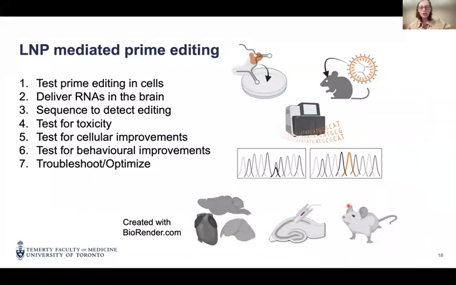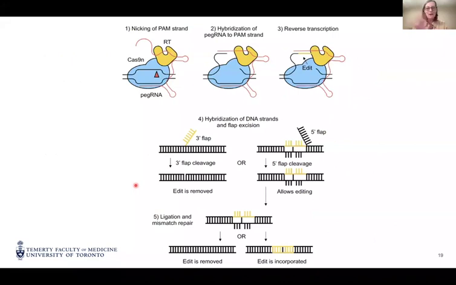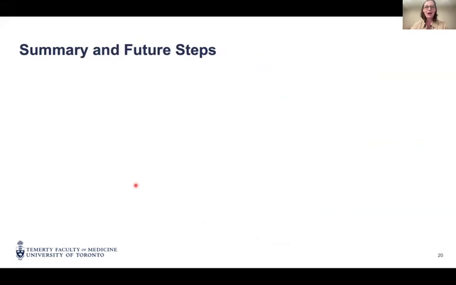I'm not sure, I might be running out of time. So really all I want to say is that we're going to try this type of editing. First, we have to do tests in cells, then we can try it in mice, and then there's a lot of stuff that we'll need to do. This is a very preliminary stage, just to let you know that we're hoping to do this. I'm not going to go into what's going on in prime editing. If you need to know, I can tell you.